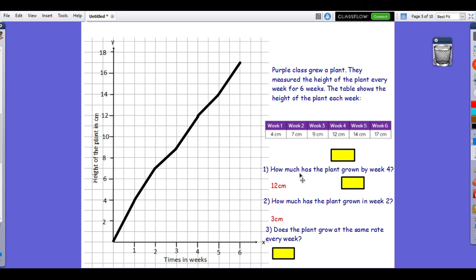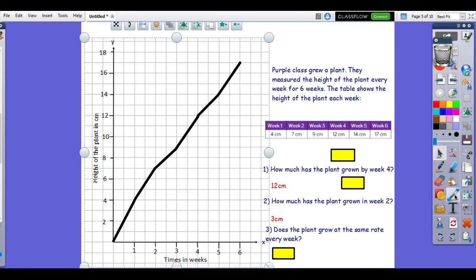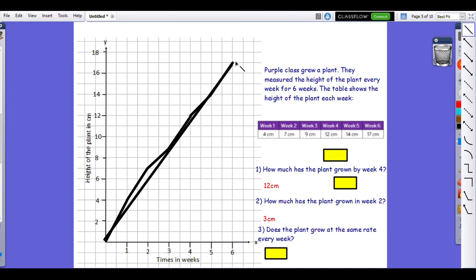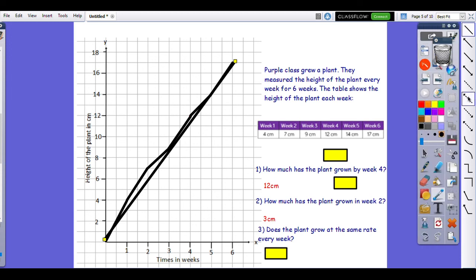Finally, third question, does the plant grow at the same rate every week? Well, you can see from our graph here what the answer to that is. The answer is no, because if it was exactly the same rate each week, this would be a perfectly straight line that would look something more like this. But it's not a perfectly straight line, which shows that our plant grows at different rates according to which week it is.